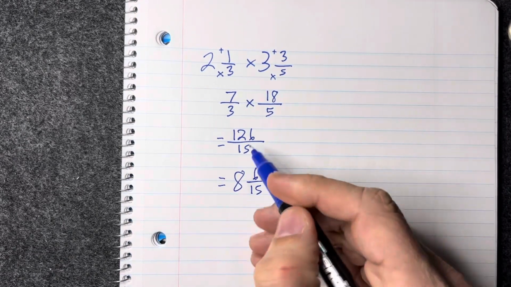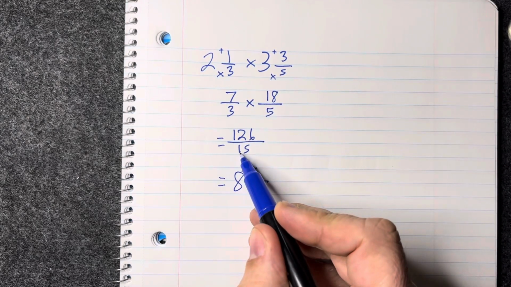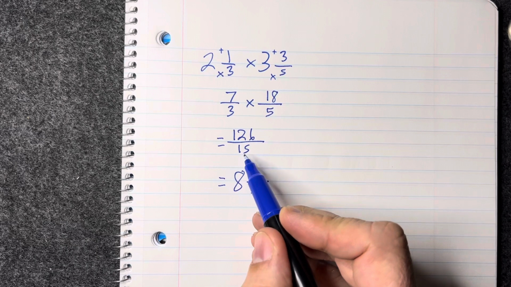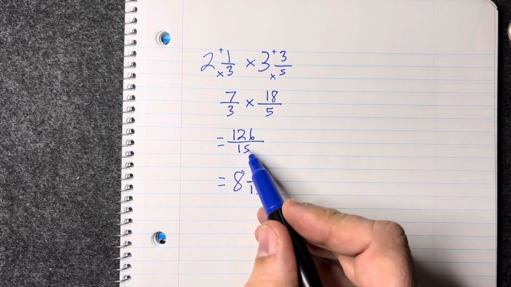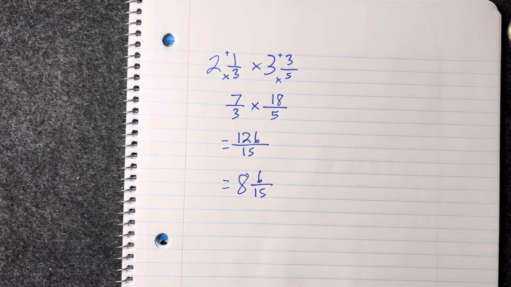Okay, just so you know how easily you can do that, right? 8 times 15 would be 8 times 10, and then 5 is half of that, so it's 80 and 40. So that's 120. Then you'd have 6 left over, so 8 6/15. And that's how you multiply fractions, including with mixed numbers.